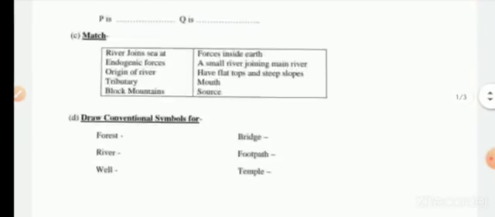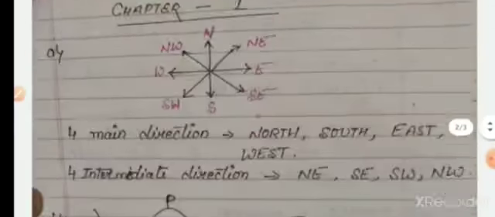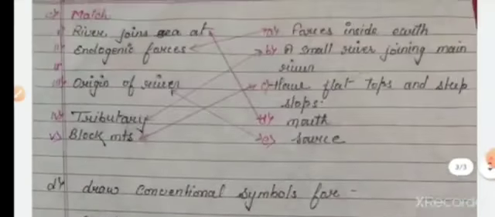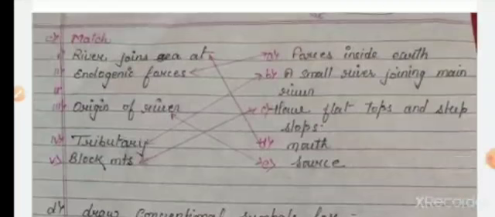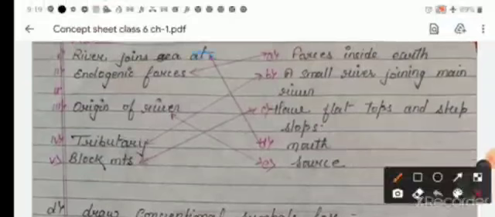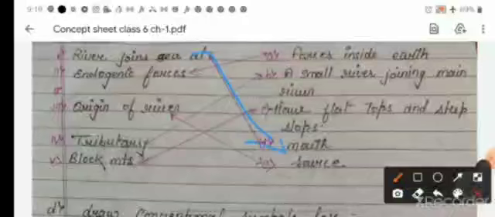Now we are coming on C. So the C is your matches. Here you can match it. River joins sea at, we know very well that when rivers join oceans, that will be your mouth, here.